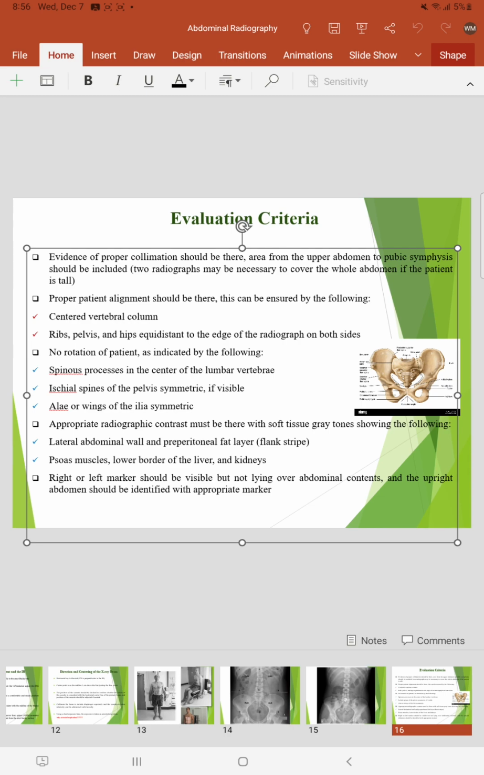Appropriate radiographic contrast must be there with soft tissue gray tones showing the following: lateral abdominal wall and preperitoneal fat layer, psoas muscles, lower border of the liver and kidneys. Right or left marker should be visible but not lying over abdominal contents, and the upright abdomen should be identified with appropriate marker.